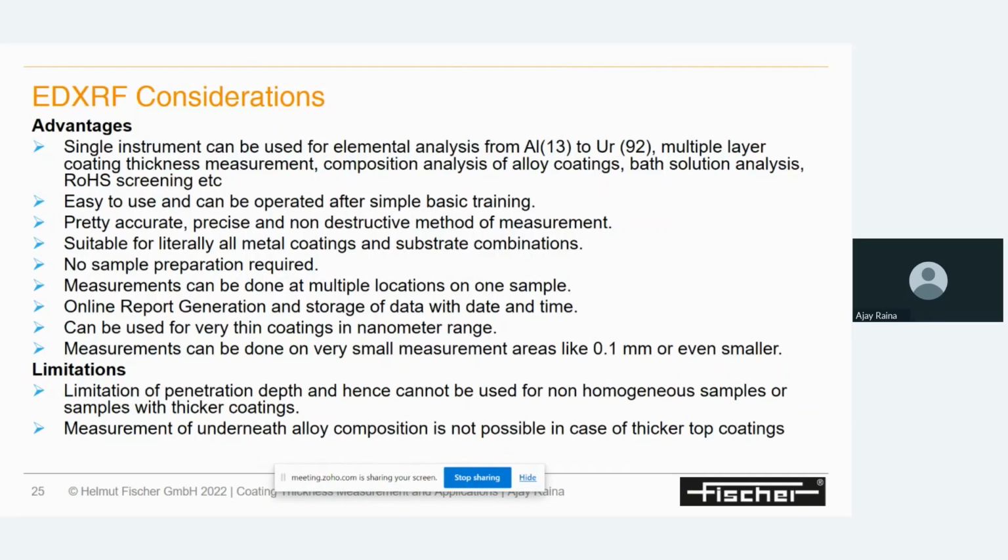As already discussed, it is very easy to use, very accurate, very precise. You can have any type of metal coating on any type of substrate. No sample preparation is needed. Samples can be checked at multiple locations, and you can generate your reports. You can check very thin coatings, into the nano range as well. And if you have a very small area, say 0.1 or even smaller than that, that also can be done easily.